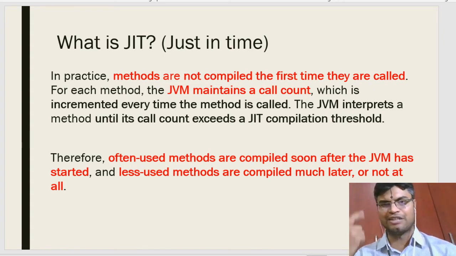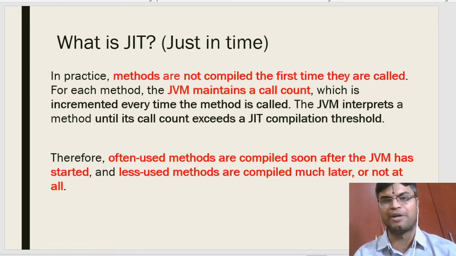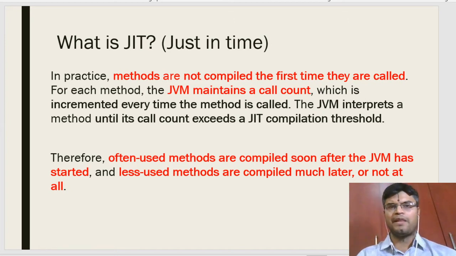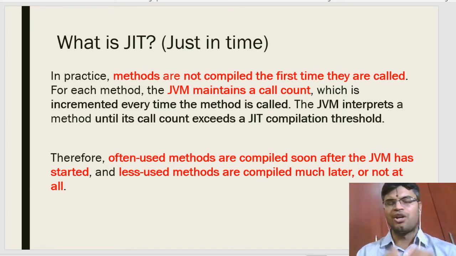No, your interpreter as well as compiler both are used, guys. So you can see on the slide, you can read off whatever is there on the slide. I have exactly explained whatever is there on the slide, guys. So you can see the second point, often used methods are compiled soon after the JVM has started, and less used methods are compiled much later or not at all. So if the method call count does not exceed the threshold value, then it will never be compiled into the machine dependent code. Okay, normally in your Java program we have something called as main function.